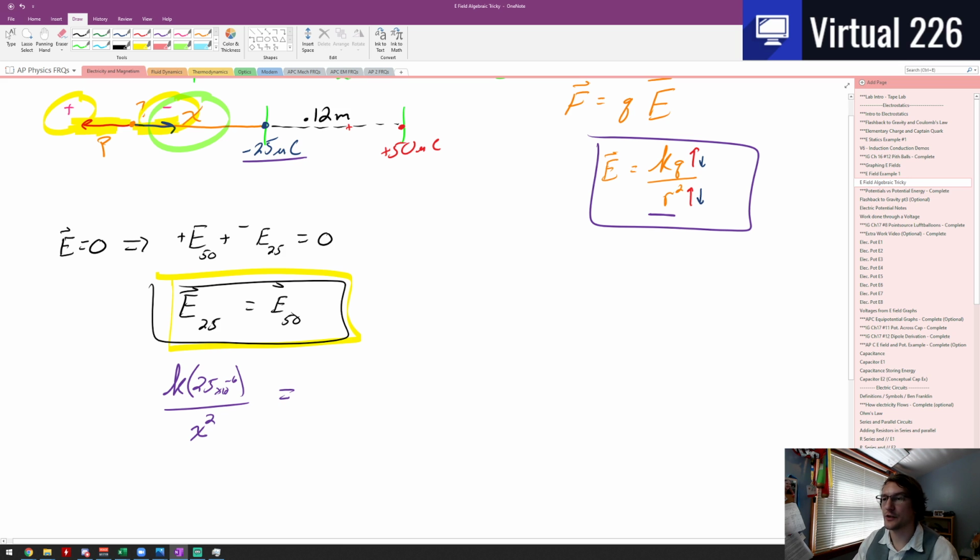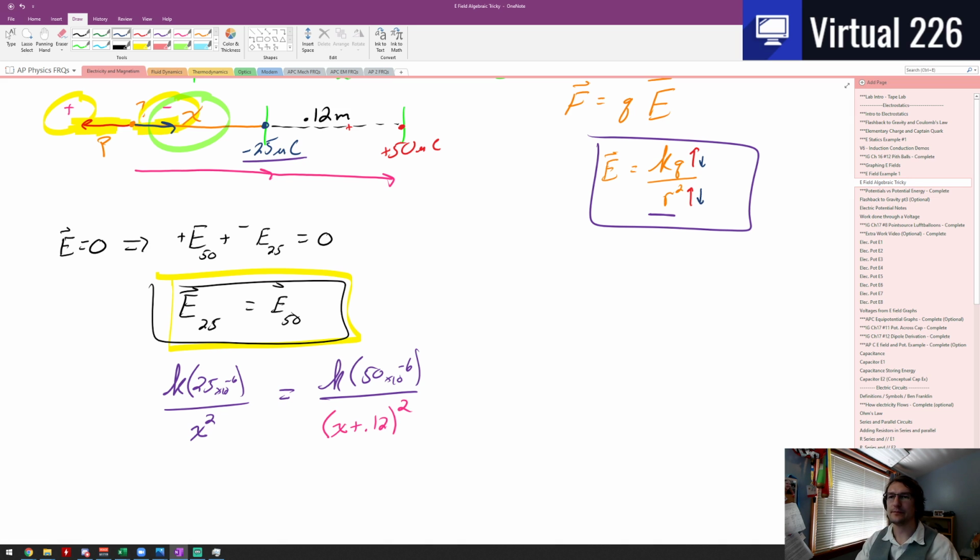This has to be equal to the electric field generated by the right charge. So k times that Q, which is 50 microcoulombs times 10 to the minus 6, divided by, and then what's our r squared value down here? Well, it's not x squared. We need to go x, and we need to go this extra 0.12. So in the denominator here, it's going to be x plus 0.12, squared.